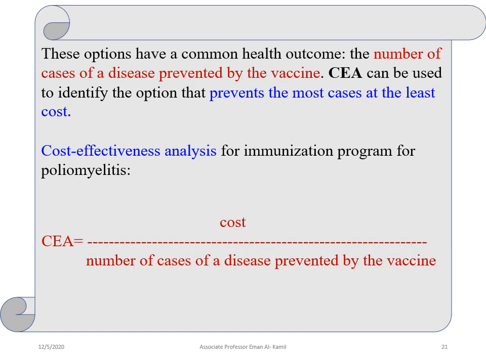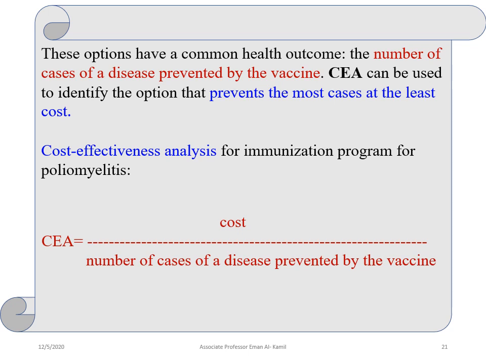So these options have a common health outcome: the number of cases of a disease prevented by the vaccine. So the cost effectiveness analysis can be used to identify the options that prevents the most cases at the least cost. ما هو عدد ايش قد يكون الكفر؟ كل ما يكون الكفرج ريت عالي معناها كل ما يكون انه البريفنشن اوف كيسز يكون اعلى ونقلل من حدوث الانفكشن مقارنه بالكوست.